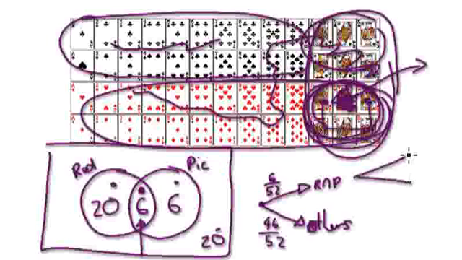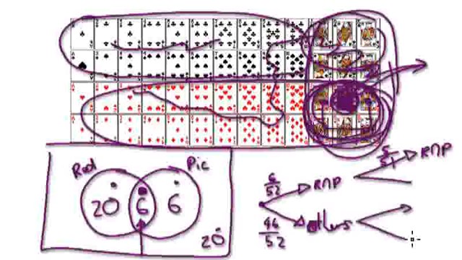So we want another red and a picture card here. So this would be 5 over 51, because we've just picked out one card already. We've just picked out one, so the population changes. And then you could continue your tree diagram.